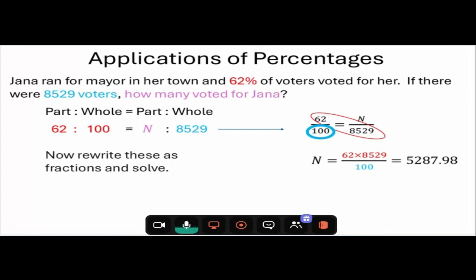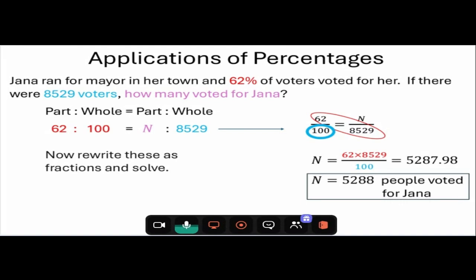We go straight to our calculator on that, unless you really love doing long division and multiplication. We get 5287.98. And well, I'm thinking we don't want to put decimals. The question didn't say to round to the nearest whole number, but you're talking about people who are voting, so having 0.98 of a person doesn't really make sense. So clearly 5,288 people voted for Jana in the election, which is 62% of the total voters. So there's the idea. We identify the percentage in red, we identify the part and the whole on the right-hand side, turn them into fractions, and do our little shortcut solve.